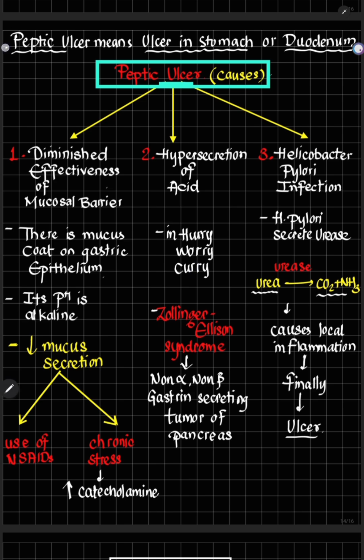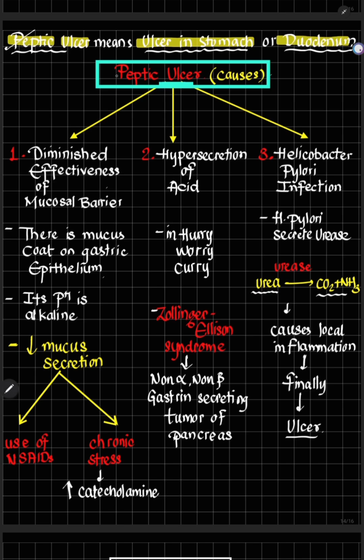So first we will see what is peptic ulcer. First we will see the definition of peptic ulcer. So what is peptic ulcer? Peptic ulcer means ulcer in the stomach or duodenum. So, what is ulcer? The proper definition which we may give is discontinuation in the epithelium of the GIT, of the stomach or duodenum, is called peptic ulcer.